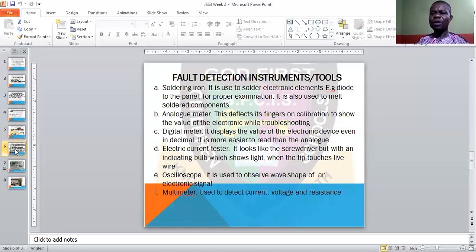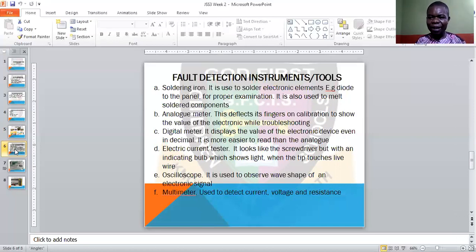We have discussed soldering in our last term, types of soldering. I even brought a soldering iron and flux and other things to your class to teach you how the soldering iron works. The soldering iron, we use it to melt. We use it to solder. That is what it's mainly used for, to solder components in that electronic, components like the diode to the panel.